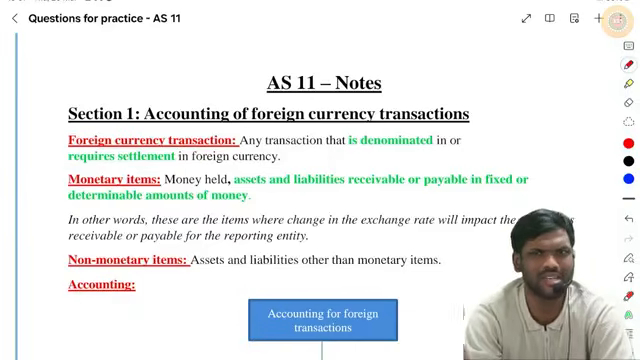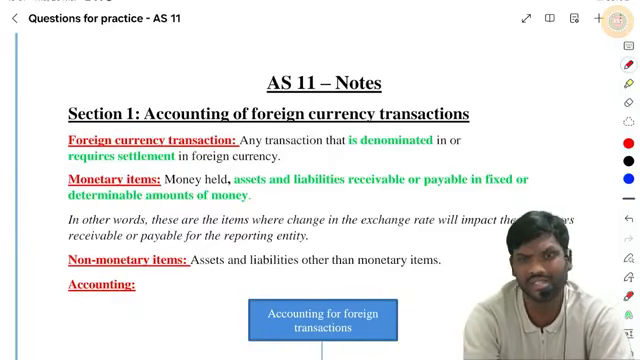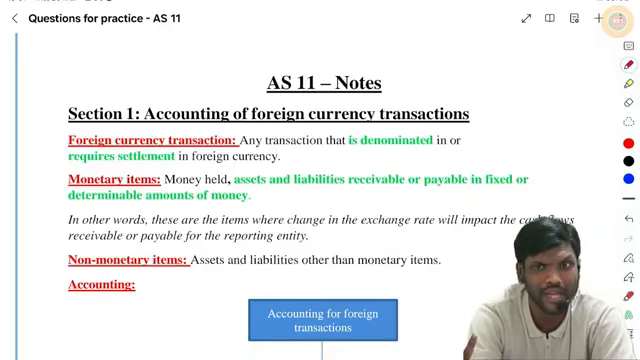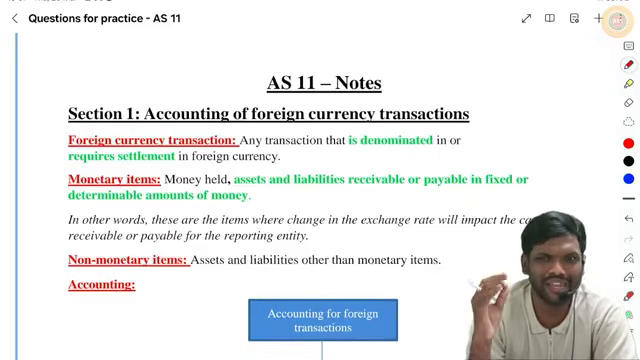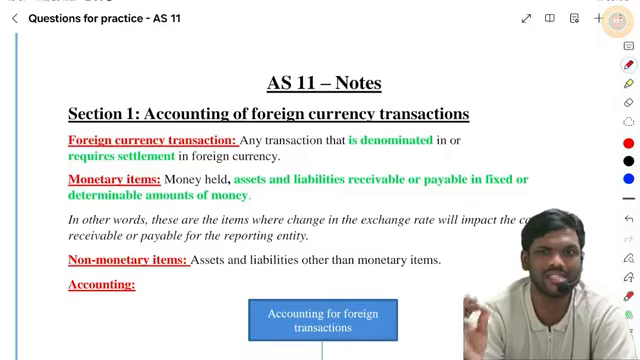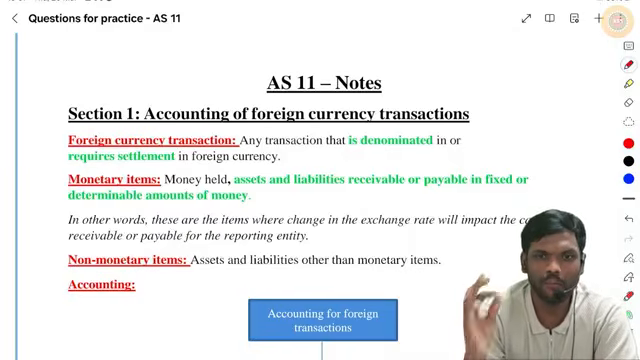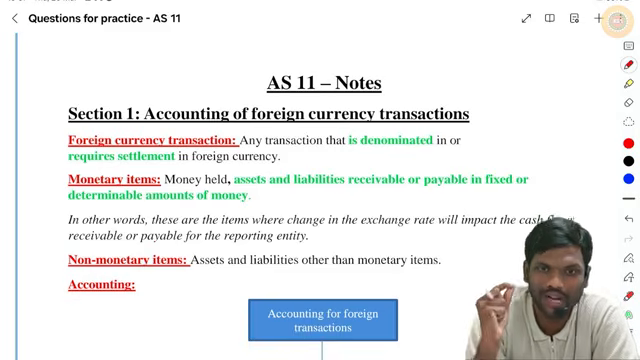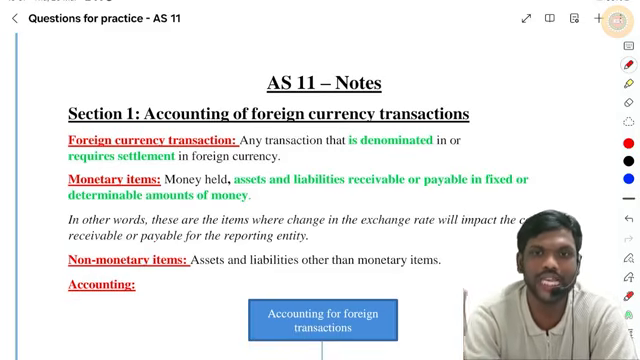It can be any transaction. It can be buying goods, selling goods, buying fixed assets, selling fixed assets, buying intangibles, selling intangibles, borrowing money, lending money, going and investing in foreign companies. Any transaction you take, if you are dealing in foreign currency or in a currency other than INR, it becomes a foreign currency transaction. The moment we enter into a foreign currency transaction, the very important aspect is we will be exposed to changes in exchange rates.